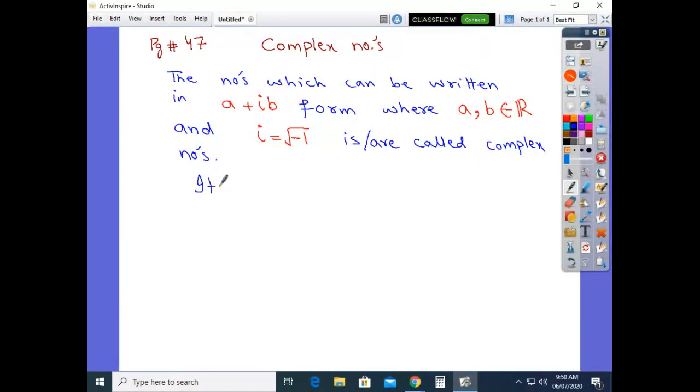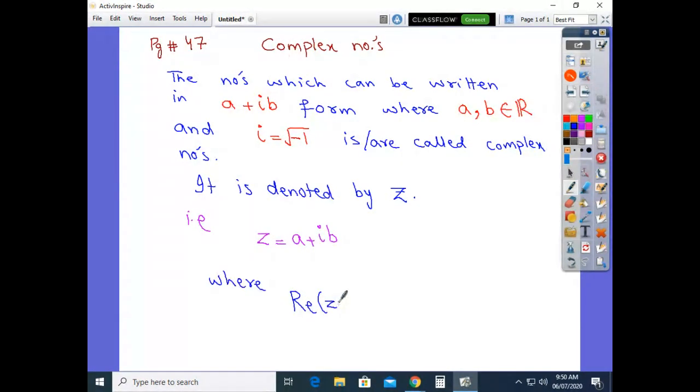It is denoted by small z, that is, z is equal to a plus iota b, where the real part of z is equal to a and the imaginary part of z is equal to b.